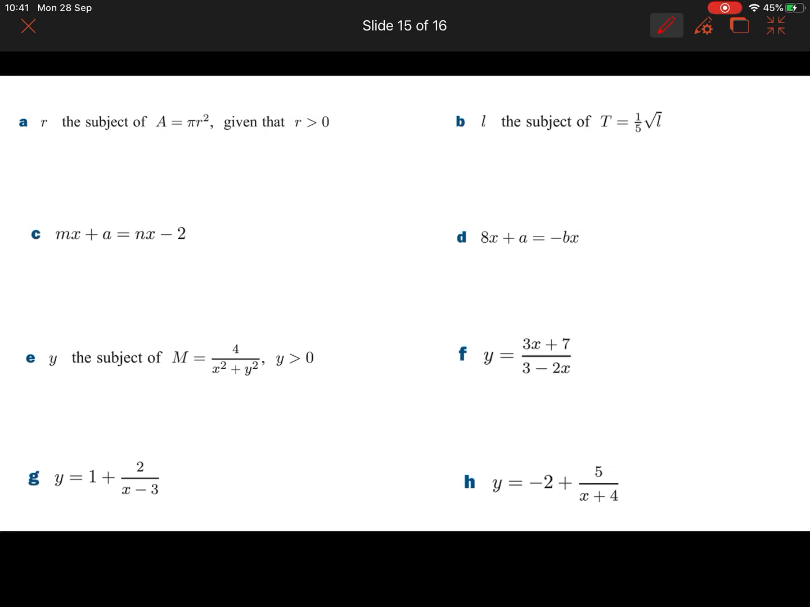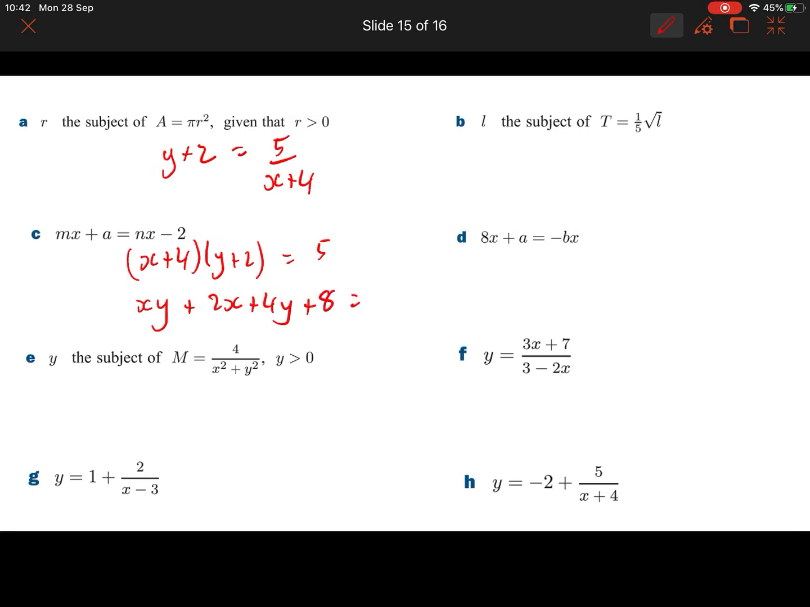Okay, and the last one is very similar. Get rid of that negative 2, so it'll be y plus 2 equals 5 over x plus 4. Get the x out of the denominator. X plus 4 times y plus 2 equals 5. So xy plus 2x plus 4y plus 8 equals 5.